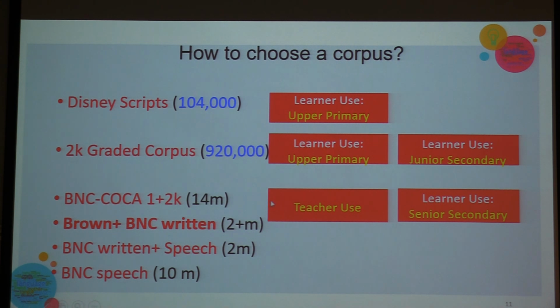For teachers' use or for senior secondary school students' use, we suggest this one: BNC in COCA, 14 million words. It contains both British English and American English. Personally, I prefer this one. It's only 2 million words.